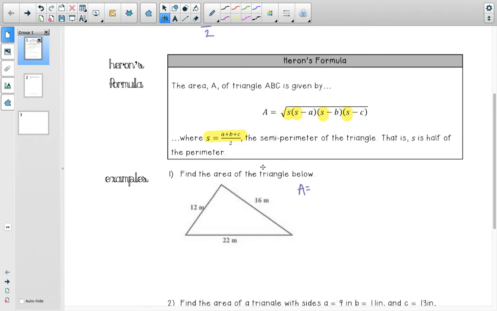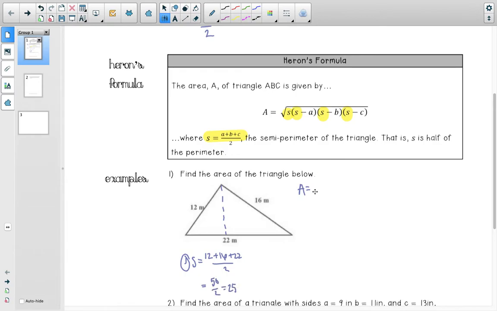Do I expect you to use this? No, but you can use it if you don't know what this height is. That's basically what it is. If you can't find this height or what's called the altitude, then you can use this formula to do what you need to do. All right, so to find the area, you actually first have to find the semi-perimeter. So you're going to add up all 3 sides, so 12, 16, and 22, and then you divide it by 2. So 12, 22, and 16 is 50, and if you divide that by 2, you get 25.